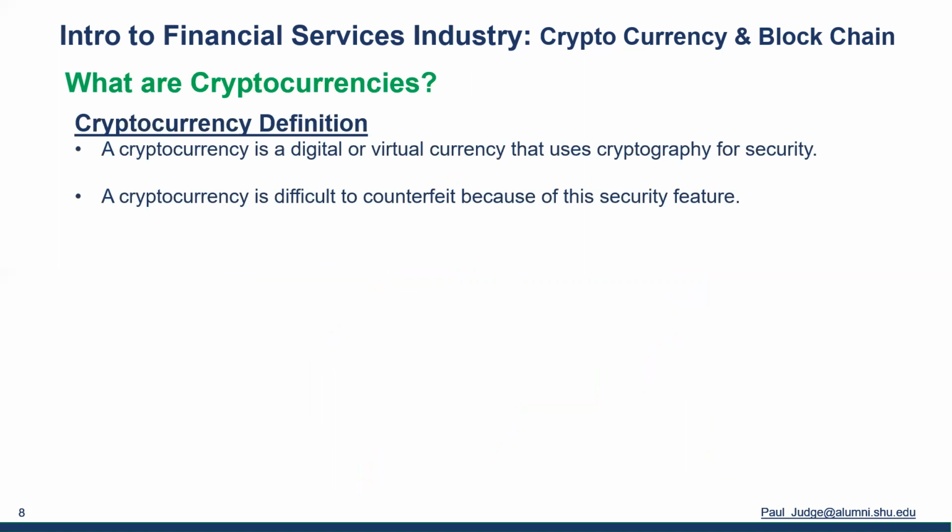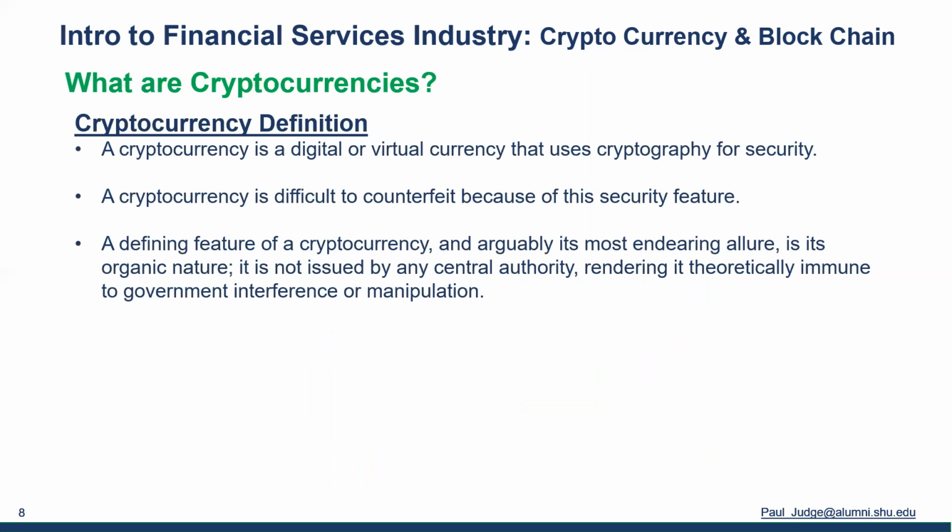Cryptocurrency is difficult to counterfeit because of the security feature. A defining feature of cryptocurrency, and arguably its most enduring allure, is its organic nature. It is not issued by any central authority, rendering it theoretically immune to government interference or manipulation.